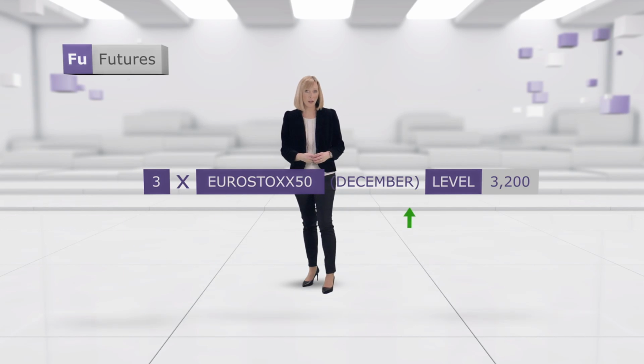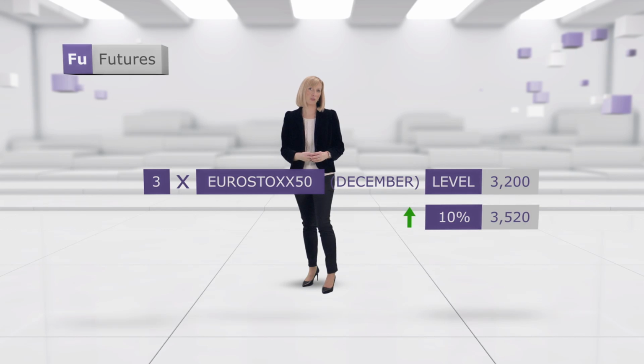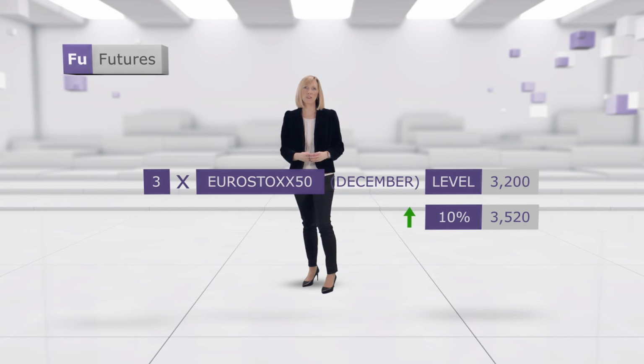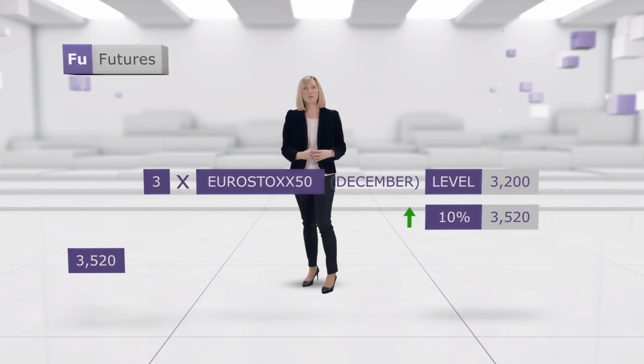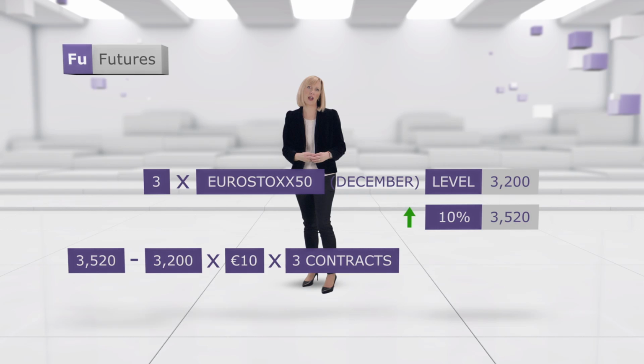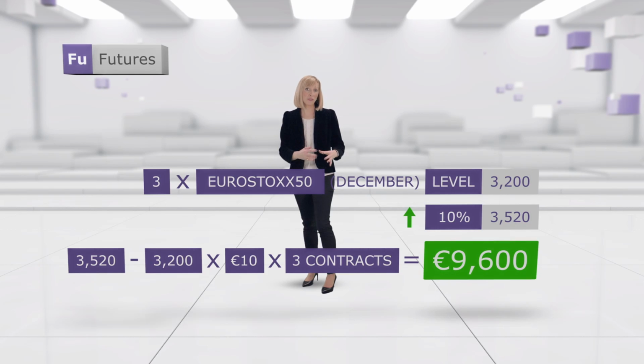If the market rises 10% to 3,520, he will make a profit of 9,600 euros. The calculation for this is 3,520 minus 3,200 times 10 euros times 3 contracts, which equals 9,600 euros.